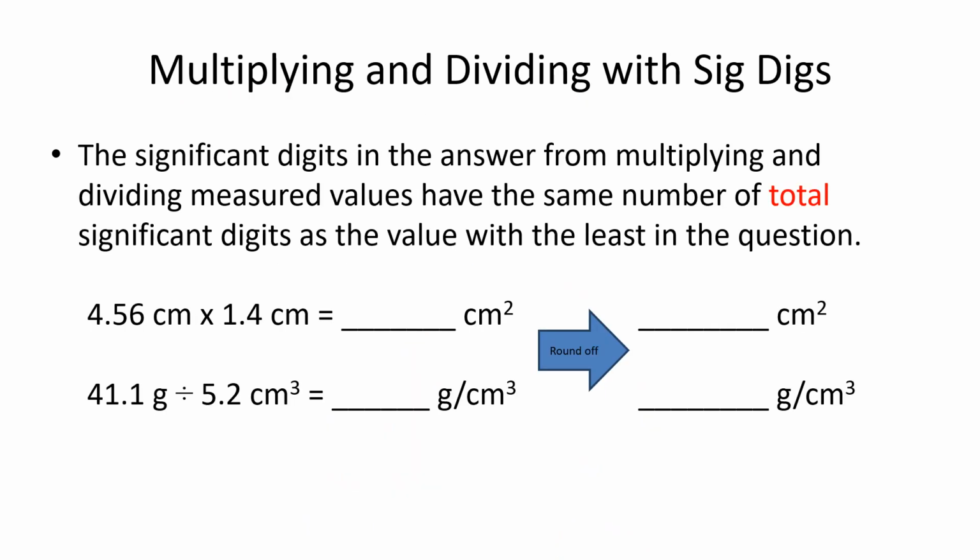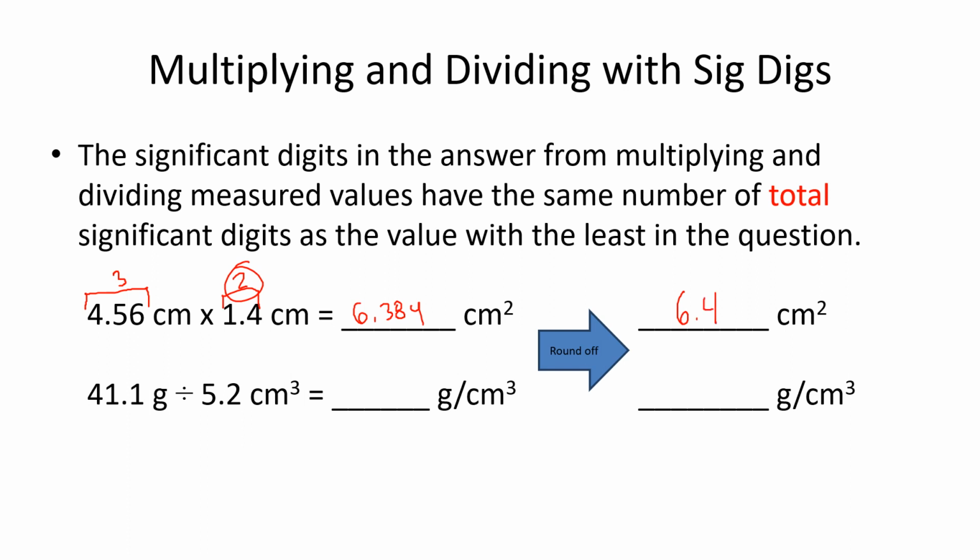Now for multiplying and dividing, it's similar, only instead of looking at the digits after the decimal, you're looking at the total number of significant digits. When you have a quantity like this, where you're multiplying for an area, you can see that this is 3 significant digits, and this is 2 significant digits. So when I do my multiplication, 4.56 times 1.4 equals 6.384. So I can only keep 2 of those digits, so we go with 6.4.